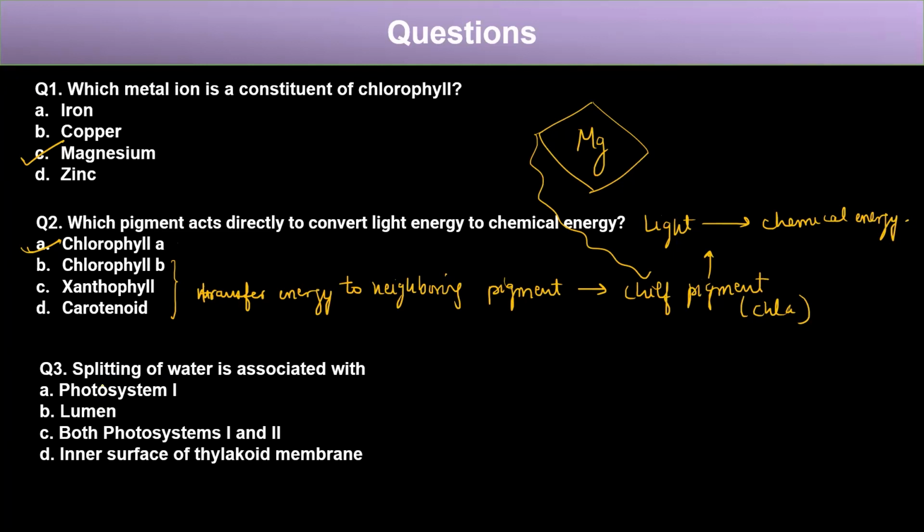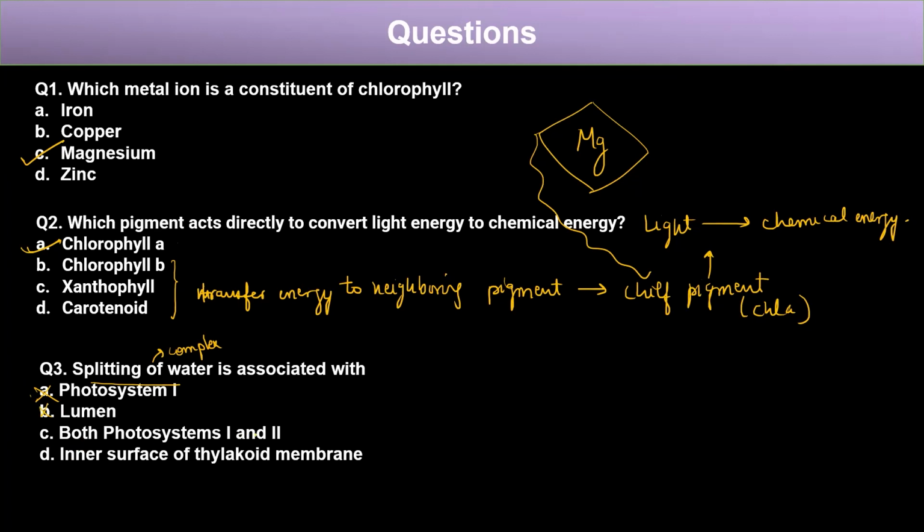Now the third question is, splitting of water is associated with photosystem 1, lumen, both photosystem 1 and 2, or the inner surface of the thylakoid membrane. Splitting of water means the water splitting complex. Is it associated with photosystem 1? No, because photosystem 1 does not have to do anything with the water splitting. Is it associated with the lumen? The answer is no, because although after splitting its constituents get into the lumen, the water splitting complex does not reside in the lumen.